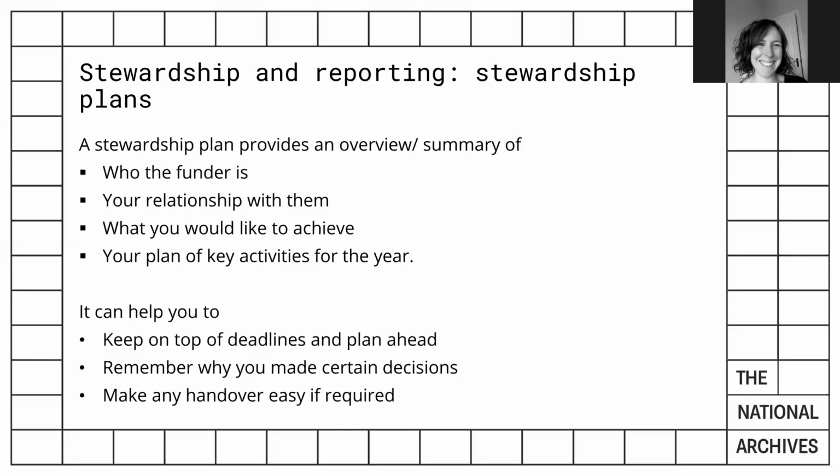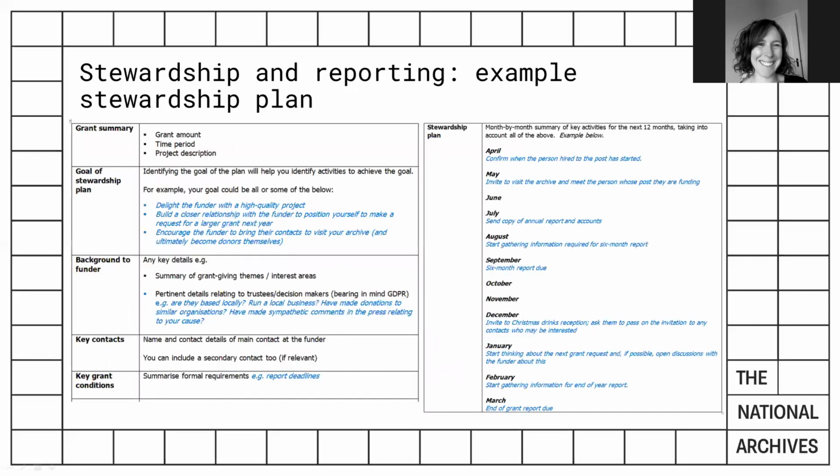It might be something you only update once every 12 months, or less. It depends on the donor relationship as to where you are. So what does that look like? I've just got a slide to show an example of the kind of thing you might have in a stewardship plan. So we've got a summary section, if you're given a grant, what that looks like, how long it runs for, what the goal for the plan is.